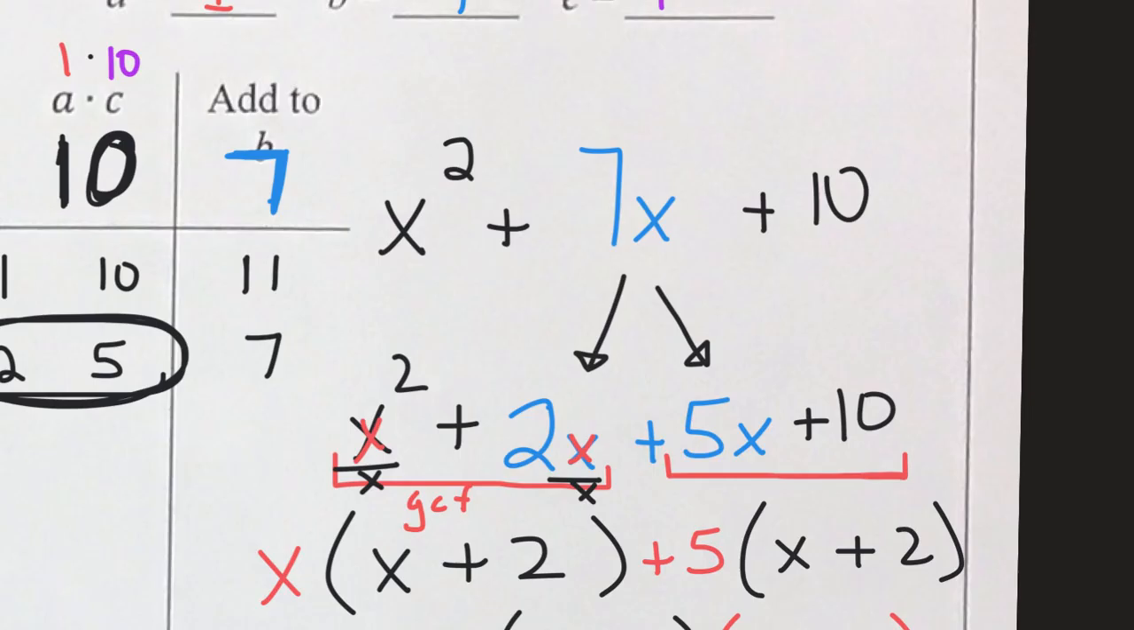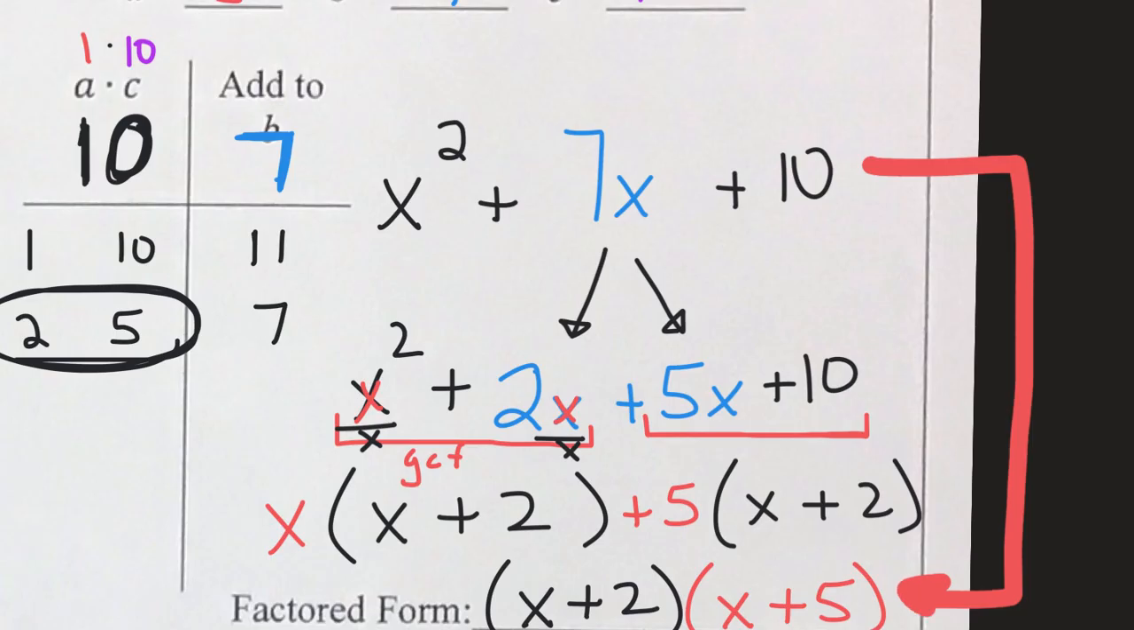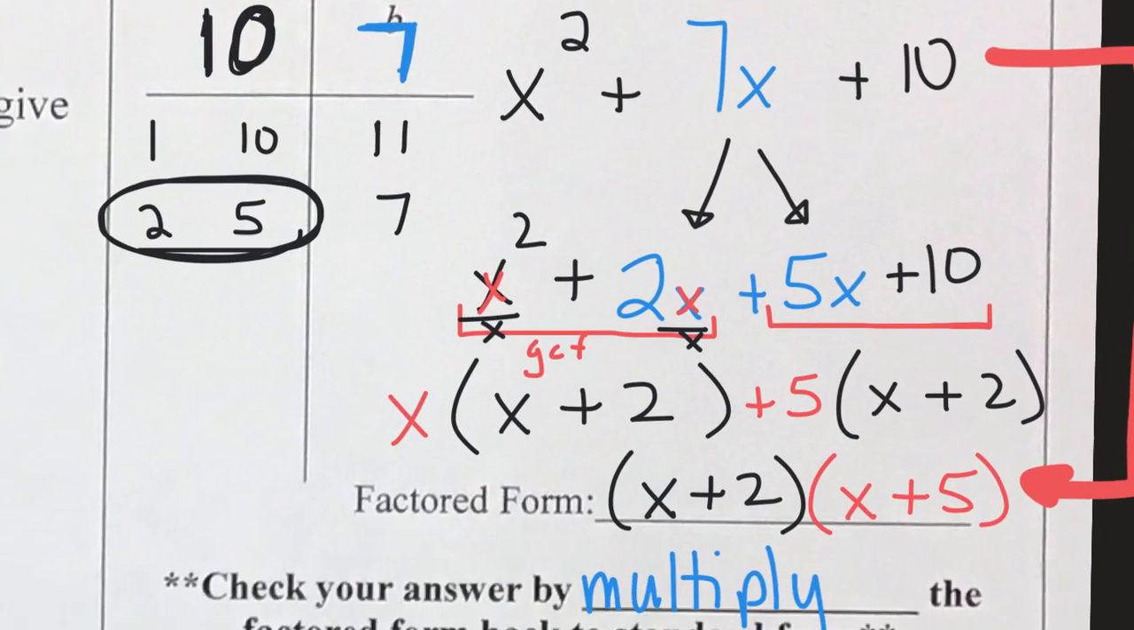So x squared plus 7x plus 10 is factored to x plus 2 times x plus 5. Remember, factors mean things that multiply. So if I take x plus 2 and multiply it by x plus 5, there's my x squared term. There's my 5x and 2x. 5x plus 2x is the 7x, and 5 times 2 is 10. So you can always multiply the factored form back to standard form. Okay, let's try that again.